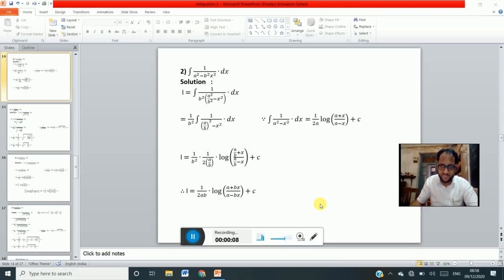In the previous class, we saw the example of the type integration of dx upon ax square plus bx plus c. In this example, we considered the type integration of 1 upon a square minus b square x square dx, right? And there are some steps we have to follow to solve examples of this type. The first step is to make the coefficient of x square as 1.